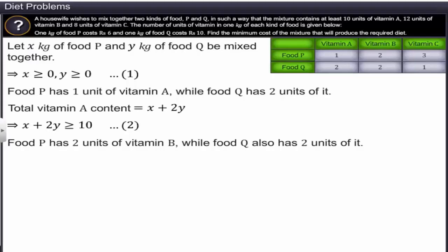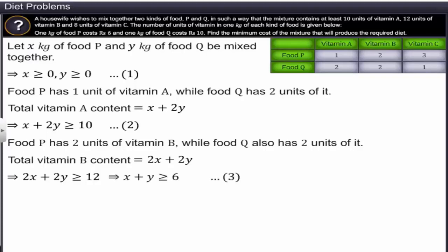2 units of vitamin B are present in food P and 2 units in food Q. The total content of vitamin B is 2X plus 2Y. However, the mixture has to contain at least 12 units of vitamin B. This implies 2X plus 2Y is greater than or equal to 12, or X plus Y is greater than or equal to 6.